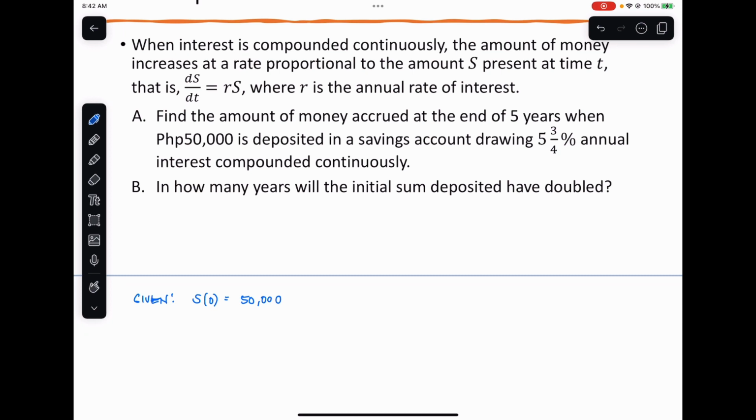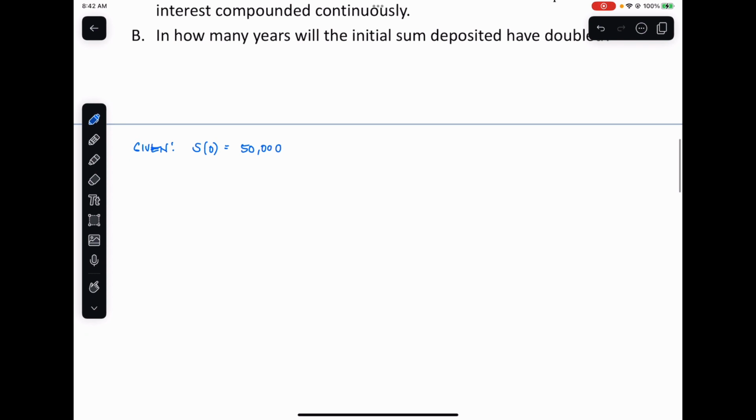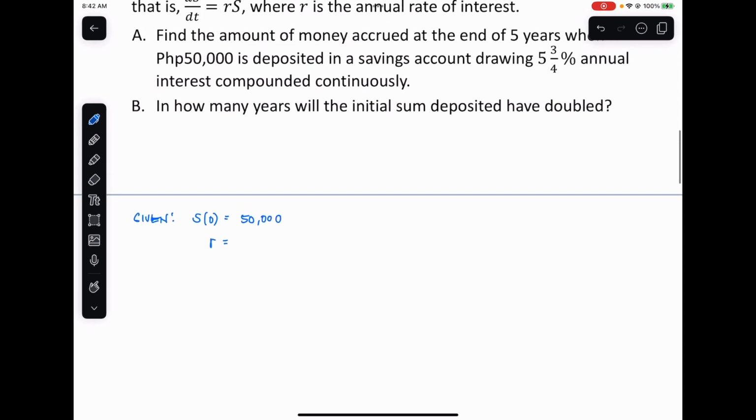And then it draws a 5.75% interest rate. So r has to be in decimal value. We have to convert the percentage 5.75 by dividing it by 100. So 5.75 divided by 100 makes it 0.0575. And that is our interest rate.